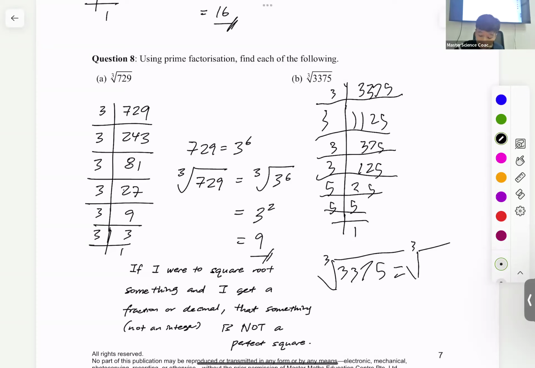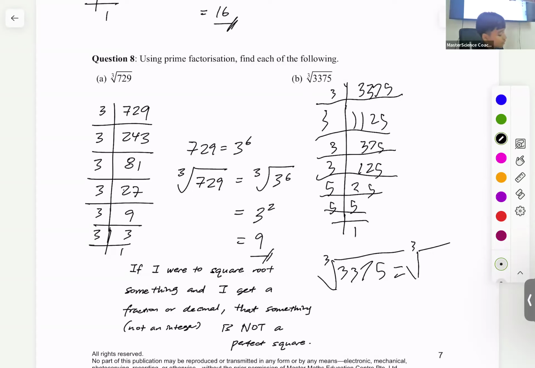Okay, so 3375 is 3 to the power of... It cannot be 3 to the power of 4. Something is not right. So here, I think this should be a 5, isn't it? So there should be 3 threes and 3 fives. Never mind, don't need to erase that. So you just write 3 to the power 3.